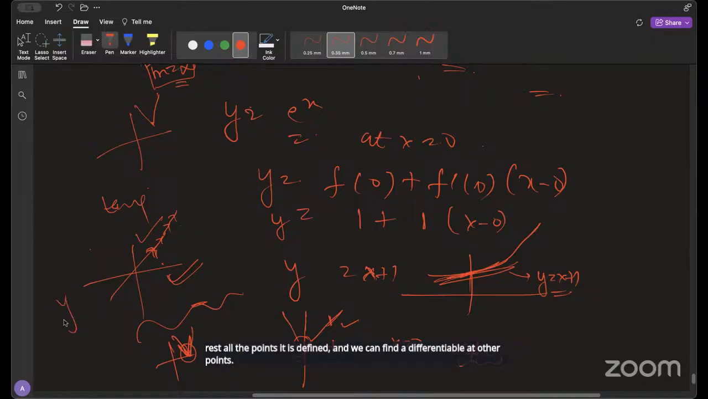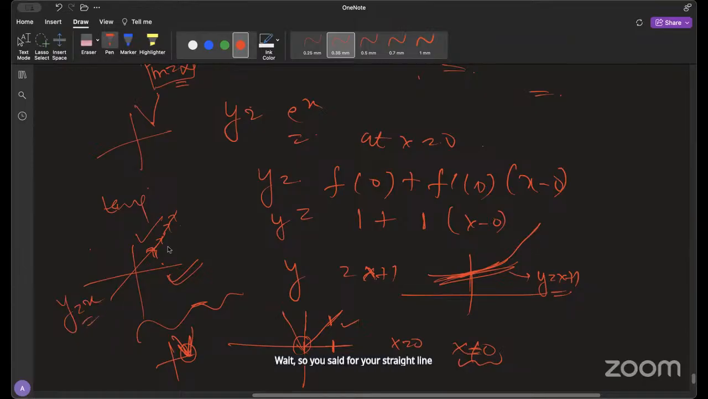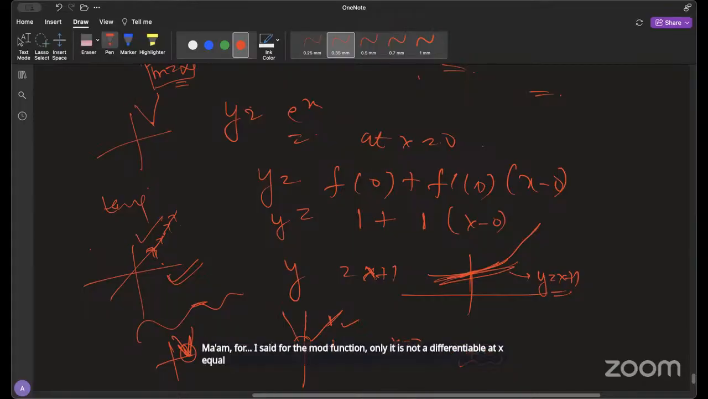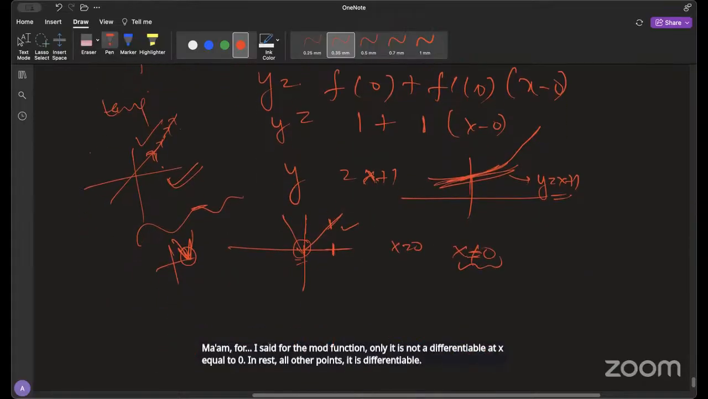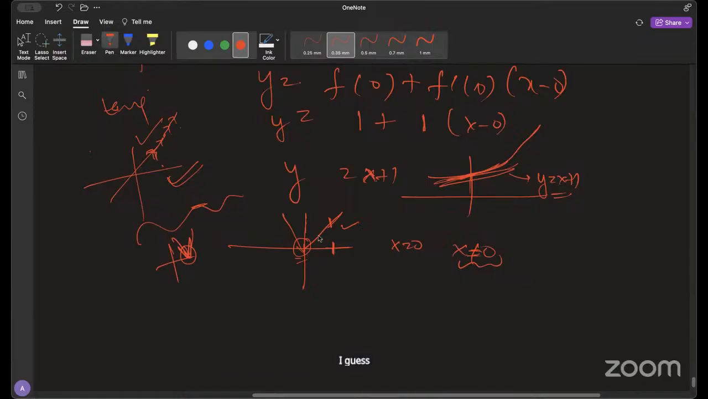For your straight line, your tangent is the line itself, actually. Ma'am, I said for the mod function, it is not differentiable at x equal to 0, and at all other points it is differentiable. Yes, it's differentiable everywhere else.